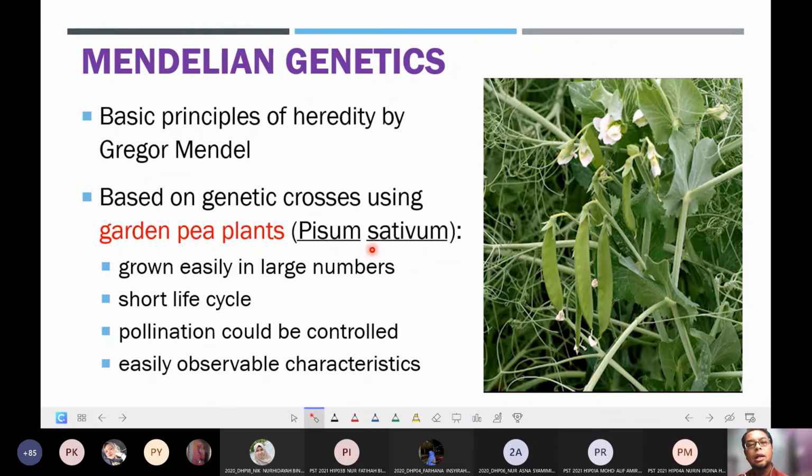Why did Mendel use this particular garden pea plants? Why not other type of plants? Or why not other types of organism? Animals maybe, humans maybe. Why not? Mendel used these garden pea plants because this type of plant is grown easily in large numbers. Other than that, the plants have a short life cycle and their pollination could be controlled. And there are seven easily observable characteristics for Mendel to observe in his experiments.